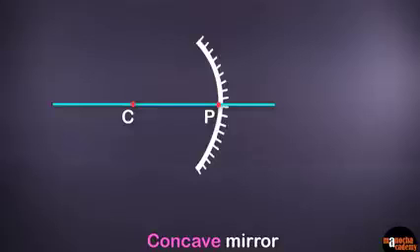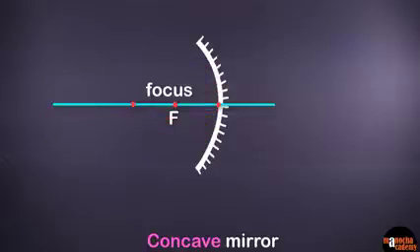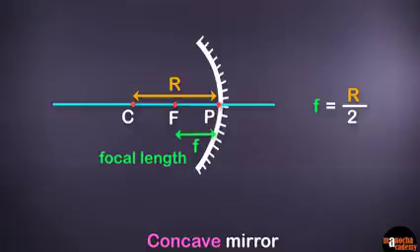If a beam of light that is parallel to the principal axis is incident on the concave mirror, after reflection, the rays meet at a point on the principal axis. This point is called the focus, represented by F. The focus is exactly in the center of P and C. The focal length F is the distance between the pole and the focus. So focal length equals radius of curvature by 2.